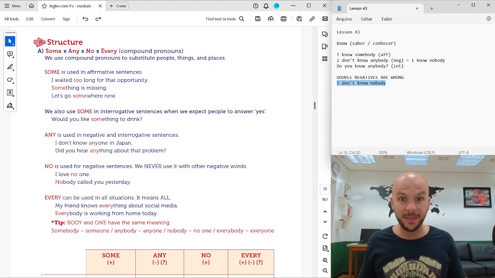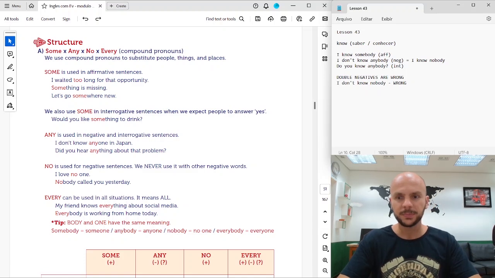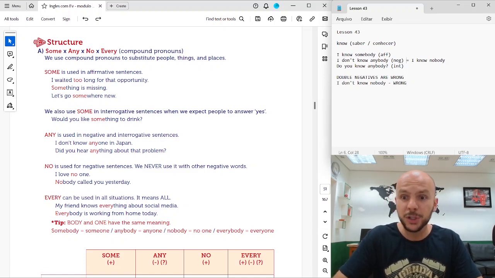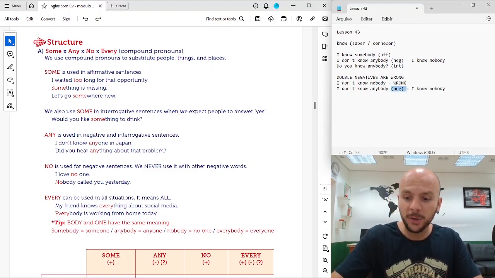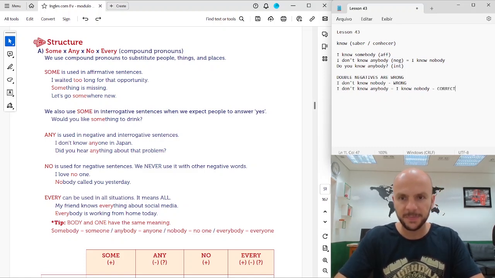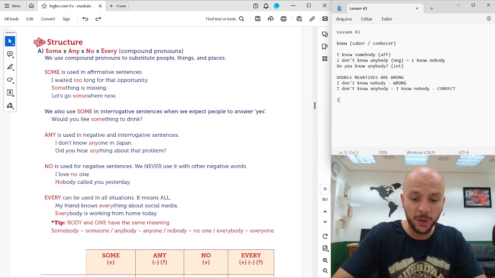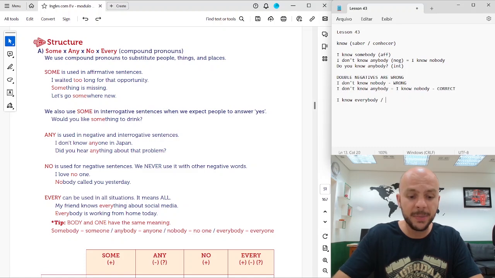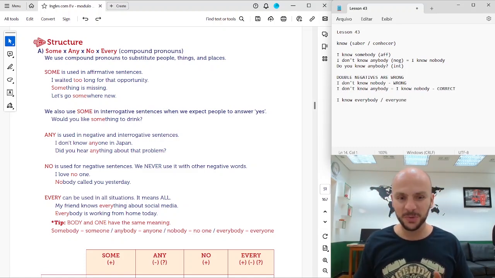We don't say that. That's wrong, okay? I don't know nobody. Wrong. Okay? Correct is I don't know anybody. Okay? I don't know anybody or I know nobody, okay? These are correct sentences. Algum, nenhum. And then I can say, I know everybody. Everybody is the same as everyone. Todo mundo, all right?